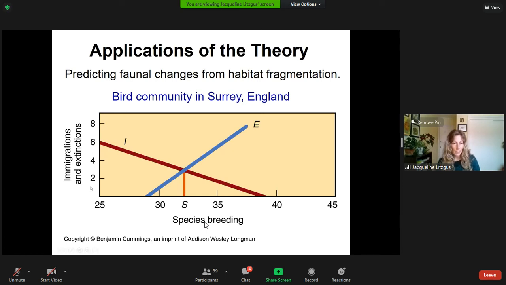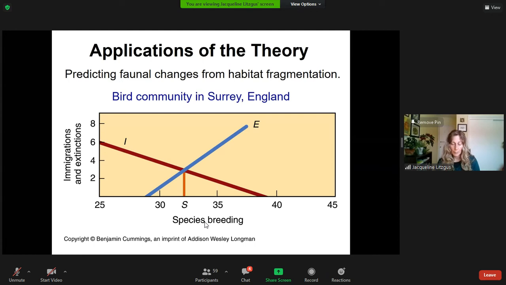And what you can interpret from this is that the turnover is about 3, right? So if you extrapolate to the y-axis, you can get an idea about turnover. So about 3 species are going extinct and then immigrating over time, back and forth, right? That's that dynamic part. So established at about 32 species, that's that equilibrium value. And the turnover that's happening is about 3 extinctions and 3 immigrations. So the species list is changing.